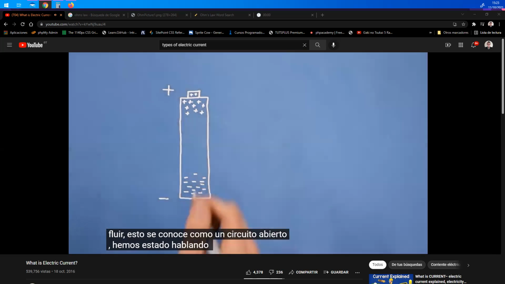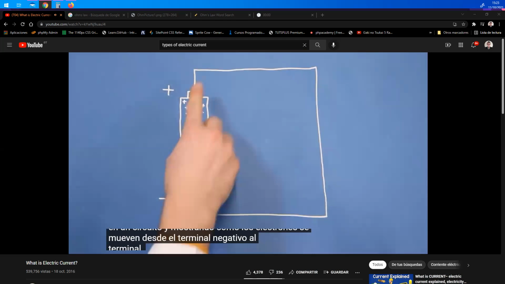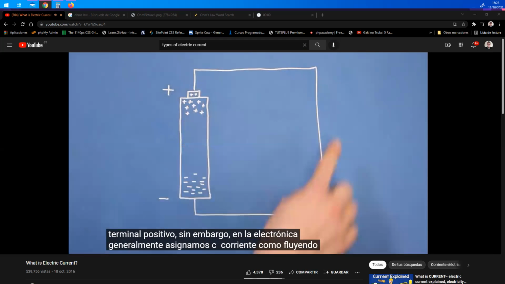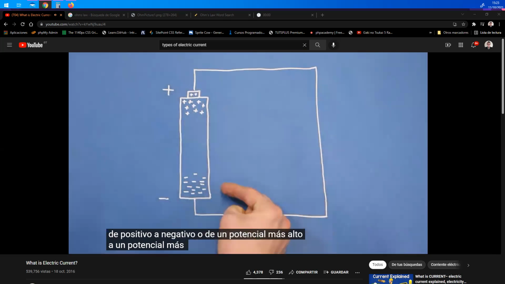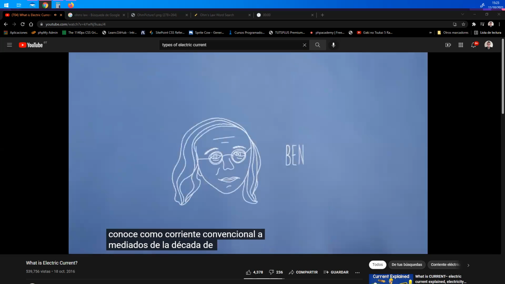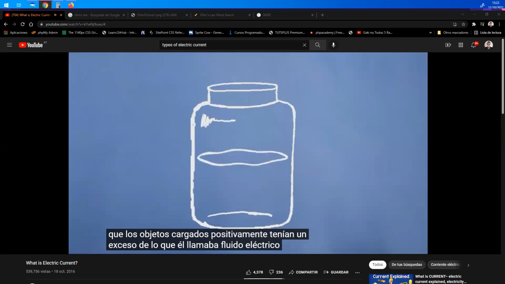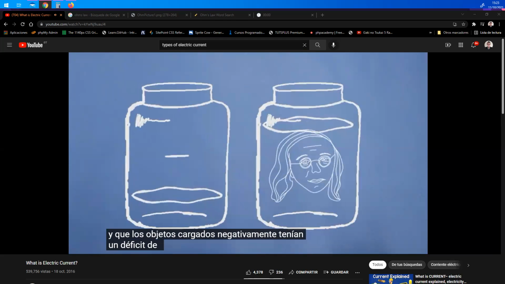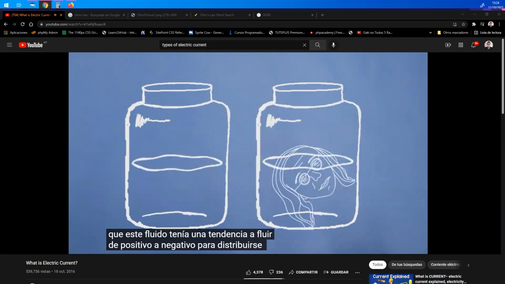We've been talking about electron flow in a circuit and showing how electrons move from the negative terminal to the positive terminal. However, in electronics, we usually assign current as flowing from positive to negative, or from higher potential to lower potential. This is known as conventional current. In the mid-1700s, Benjamin Franklin theorized that positively charged objects had an excess of what he called electric fluid, and that negatively charged objects had a deficit of this fluid. Franklin noted that this fluid had a tendency to flow from positive to negative to distribute itself more evenly.